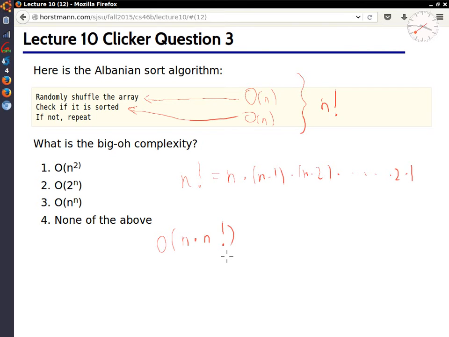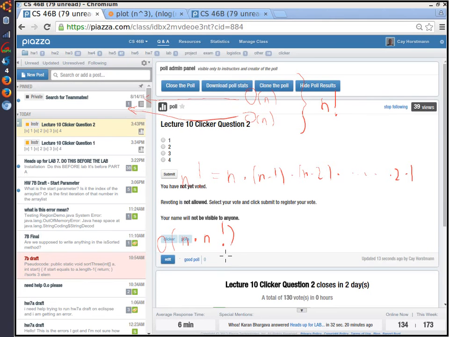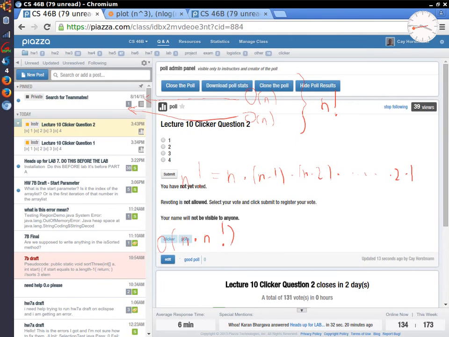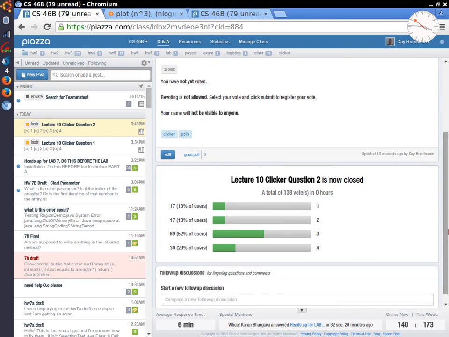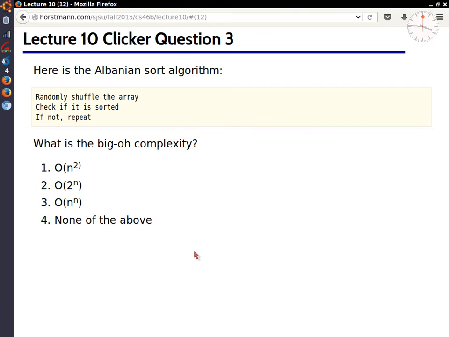And now let's see if it is one of these. So let me turn off the poll here. The slight majority answer was C, and D was the second most popular one. So let's have a look.